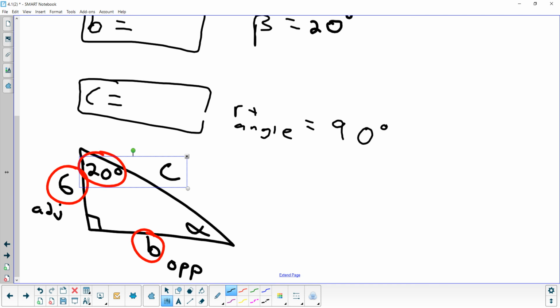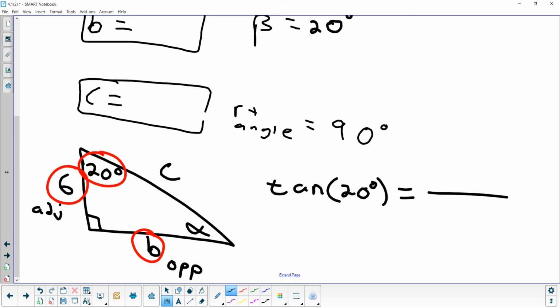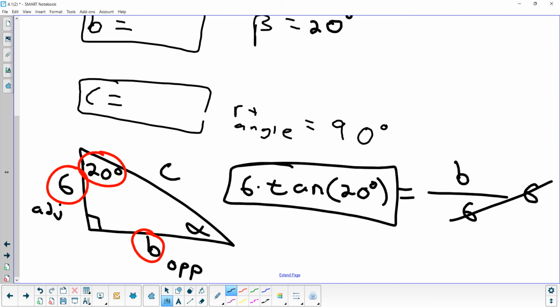All right? So tangent of my angle, in this case 20 degrees, equals, Raymond, can you tell me what's going to go on the right-hand side? 6 goes at the bottom, and then B on top. Yep, so opposite over adjacent. This is the case where the letter is on top, so all we have to do is multiply both sides by the number on the bottom. Times 6, times 6, and there's your answer.